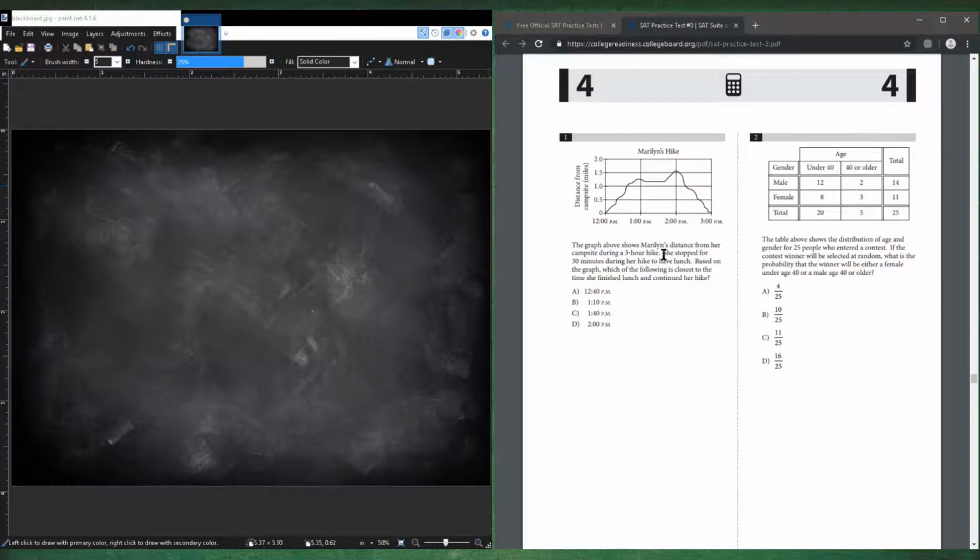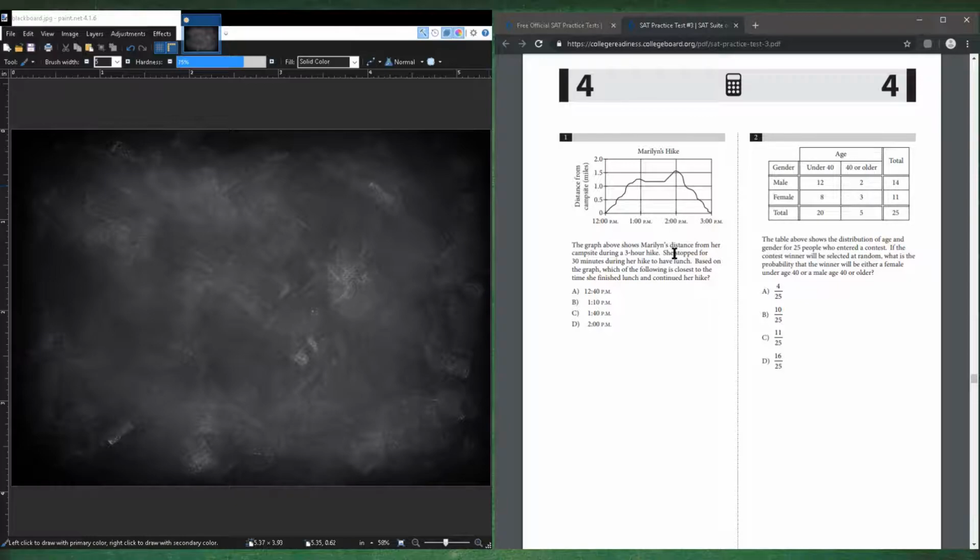Question 1. The graph above shows Marilyn's distance from her campsite during a 3-hour period. She stopped for 30 minutes during her trip to have lunch. Based on the graph, which of the following is closest to the time she finished lunch and continued on to her hike?